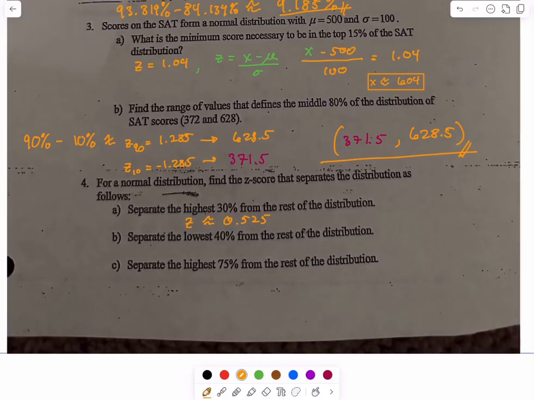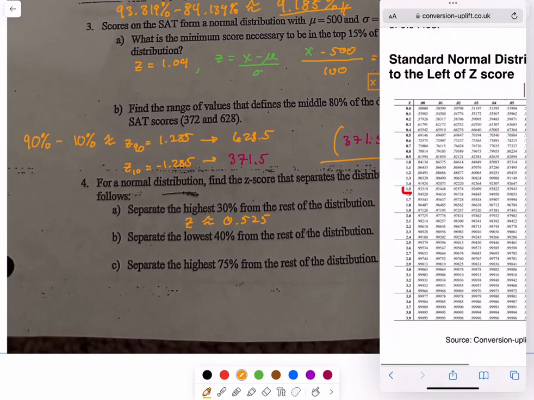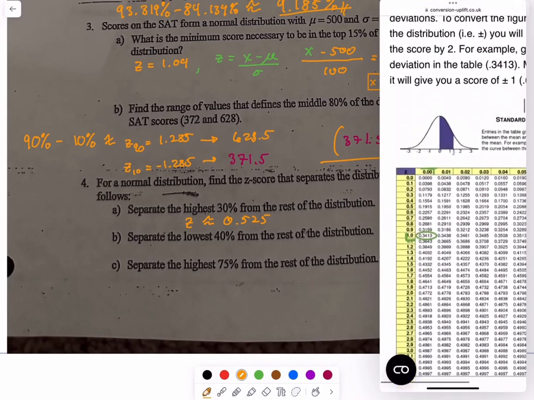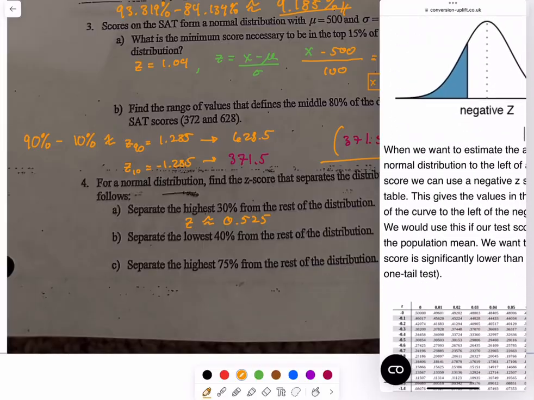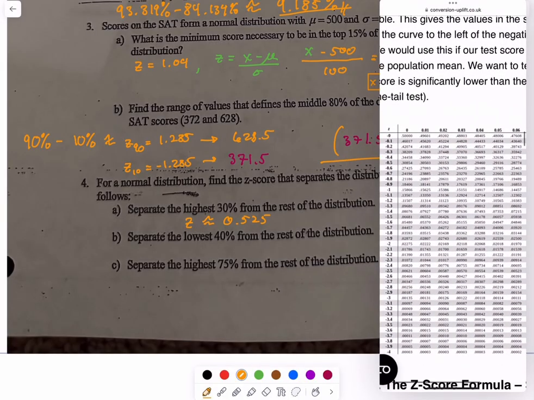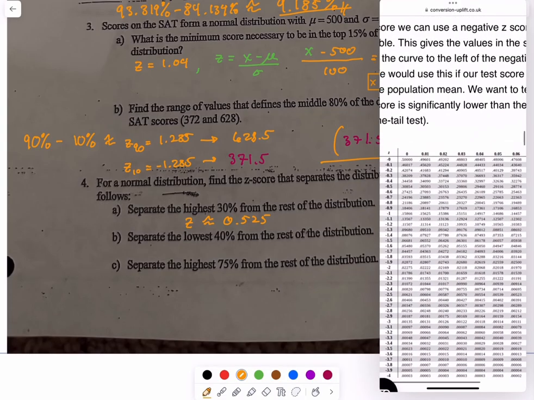Okay, now separate the lower 40%. So we want a 40%. I think we're going to have to go down to our negative z-score chart. 40%, so that's like a 0.4. Okay.